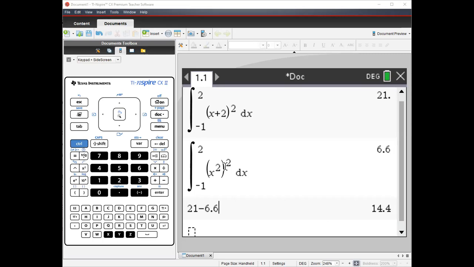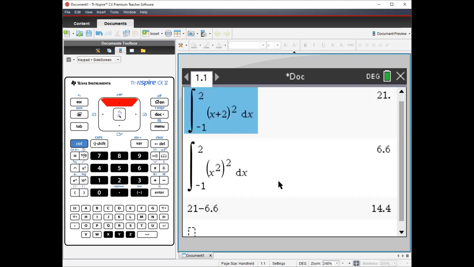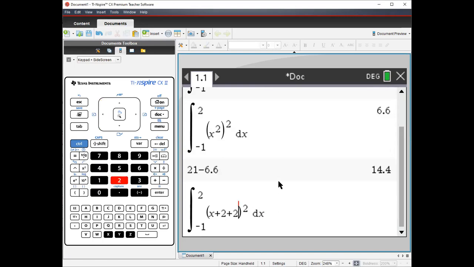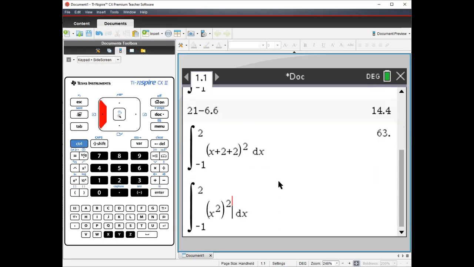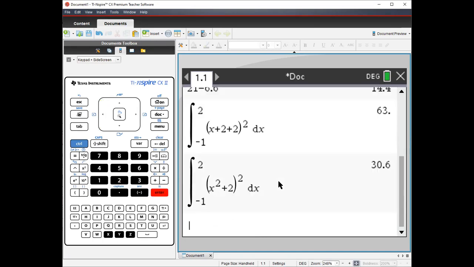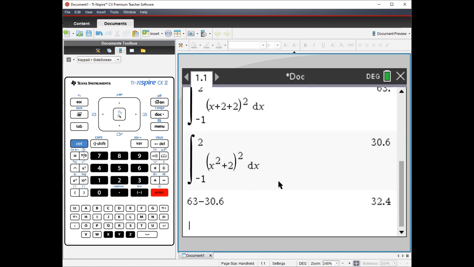All I need to do, and this is why I didn't do too much math there. That volume is going to be 63, but remember I've got a pi sitting outside of that integral, and here I've got plus 2 going along with that. So that's going to be 30.6 pi. Then once again, to find the volume of the complete figure, I'm going to subtract the hole that's in the middle from the big shape. That's going to be a total volume of 32.4 pi cubic units.